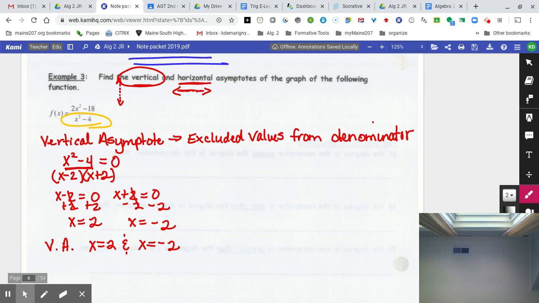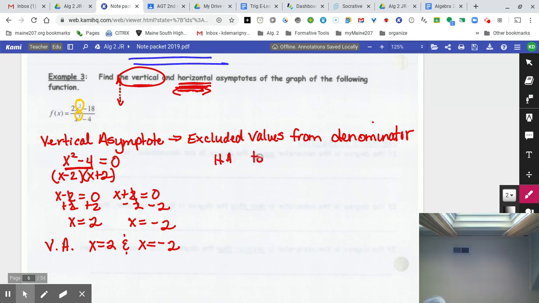When I get ready to find my horizontal asymptote, remember what I'm doing is evaluating the top degree versus the bottom degree. To evaluate the top degree and the bottom degree, I just need to look at their exponents. This one's a 2, and this one's a 2. That's all I needed to know in order to find my horizontal asymptote.